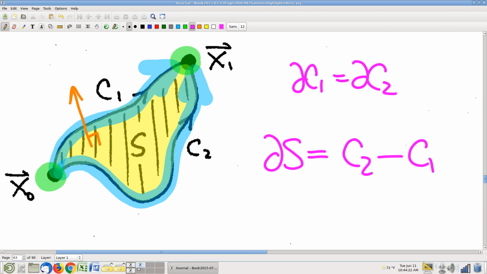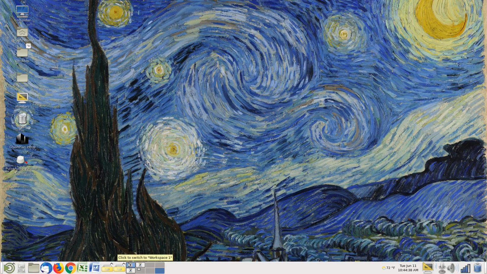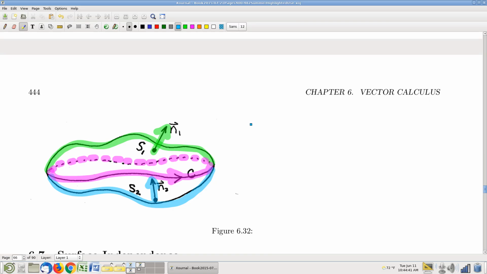Now instead we have two surfaces with the same boundary curve, and then between the two of them, they are part of the boundary of a solid. Okay. All right. Sorry, I just hit the wrong button there.